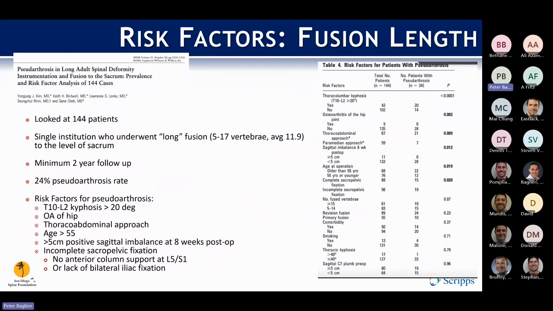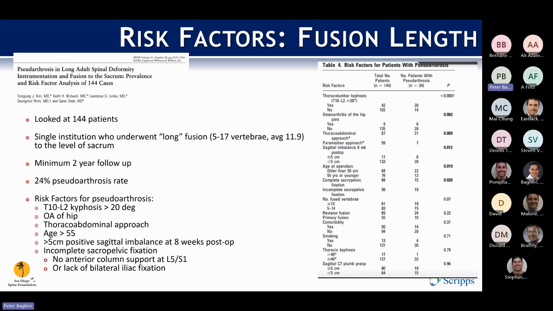So at the thoracolumbar junction with a kyphosis of greater than 20 degrees, osteoarthrosis of the hip that we talk about pretty regularly in terms of hip-spine syndrome, thoracolumbar approach, age greater than 55, persistent sagittal imbalance, and then incomplete sacropelvic fixation. And one thing noted in the table on the right is that the number of vertebrae fused, to no surprise, trended towards, if you get close to greater than 15, an increased risk of pseudoarthrosis.